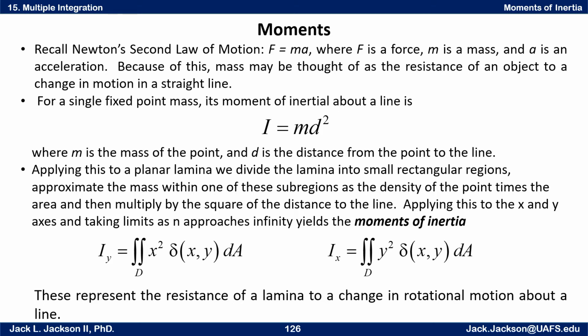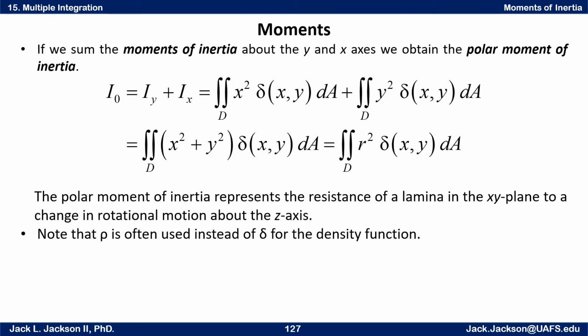So I sub y is the double integral over our domain of x squared times the density function dA, and the moment of inertia about the x-axis, I sub x, is the double integral over D of y squared times the density function dA. These represent the resistance of a lamina to change in rotational motion about a line. So it relates to torque.